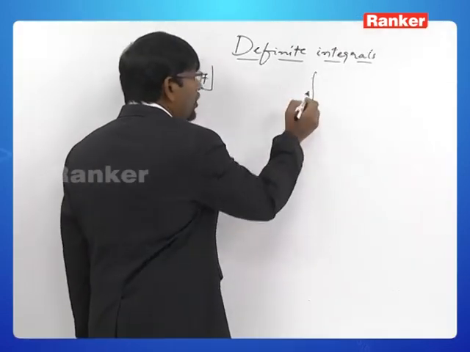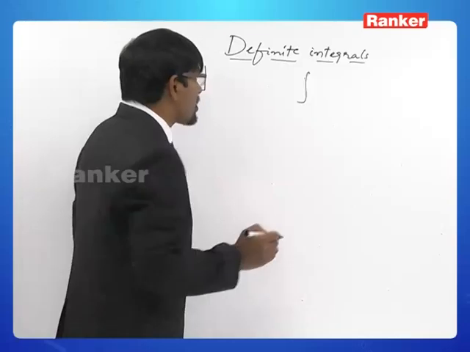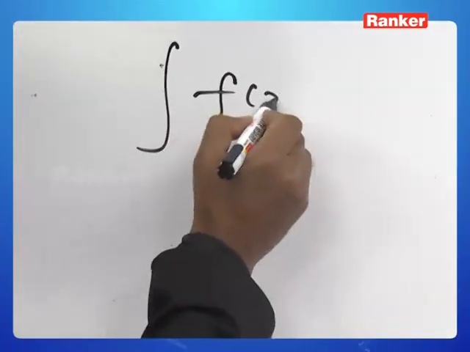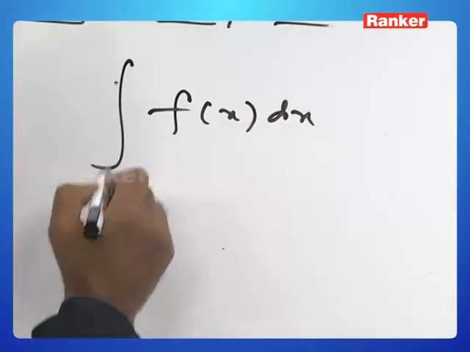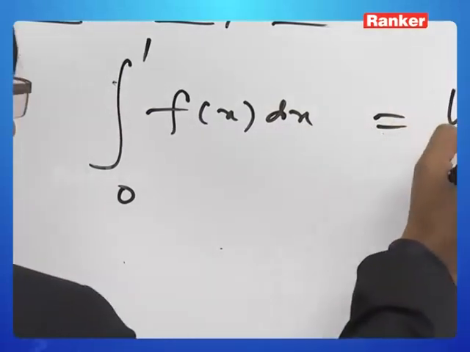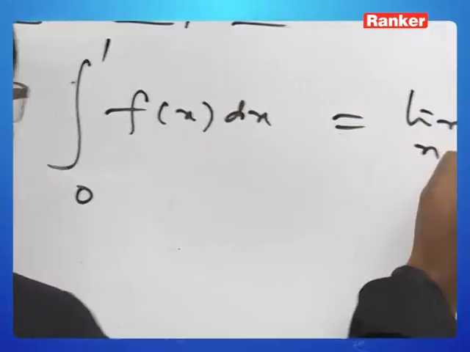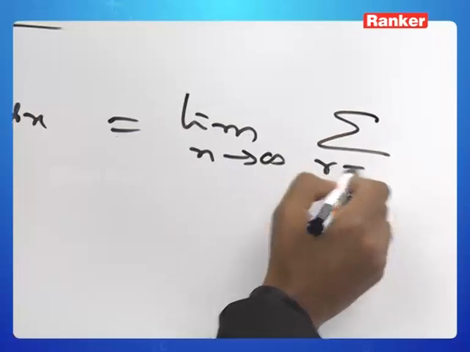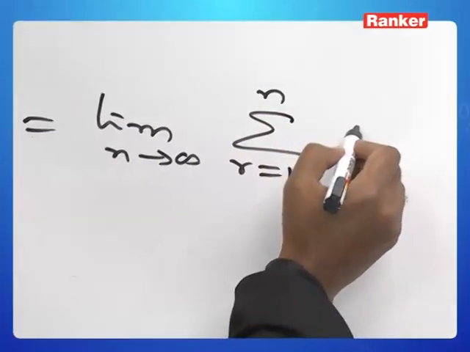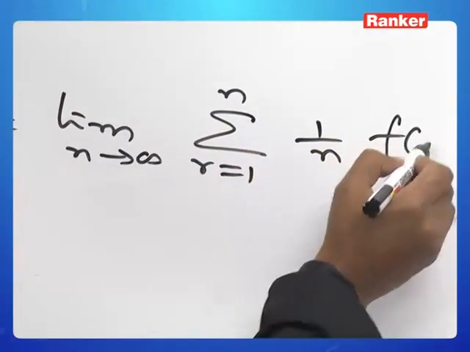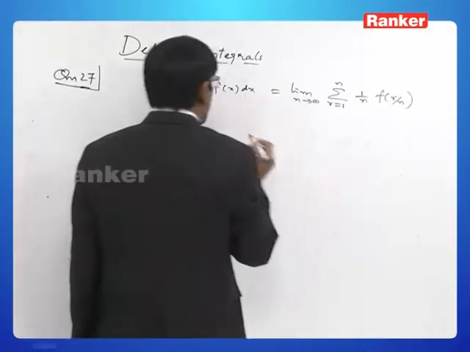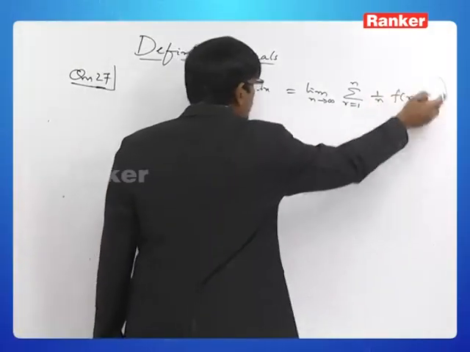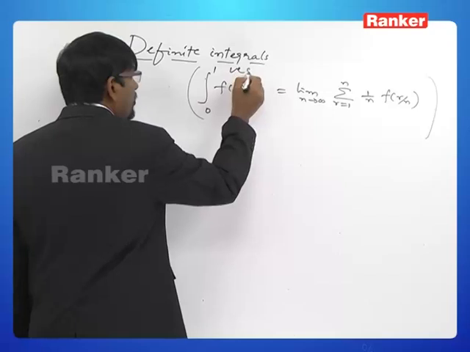So, it is an application of integral as a limit of a sum. What do we know? The integral of f of x dx from 0 to 1 can be expressed in the form of the limit as n tends to infinity of sigma r ranging from 1 to n, 1 by n into f of r by n. This is the formula we are going to use.